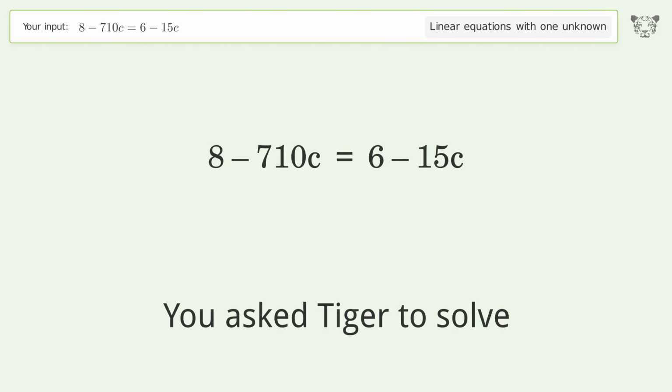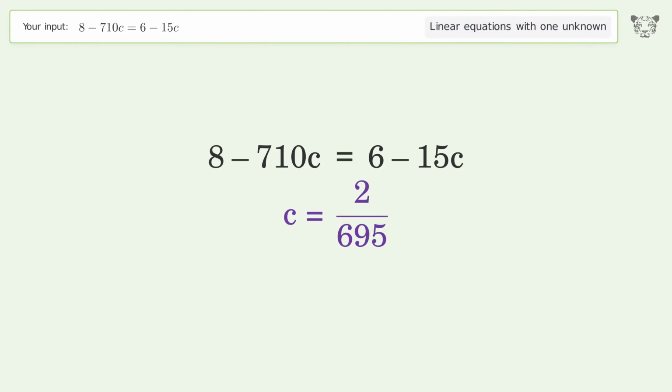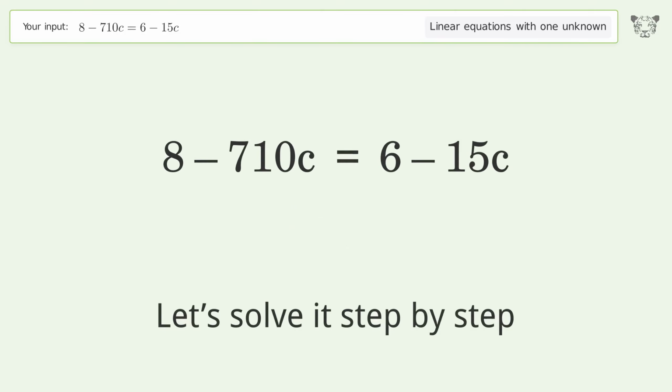You ask Tiger to solve. This deals with linear equations with one unknown. The final result is c equals 2 over 695. Let's solve it step by step.